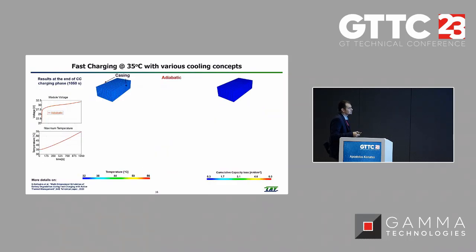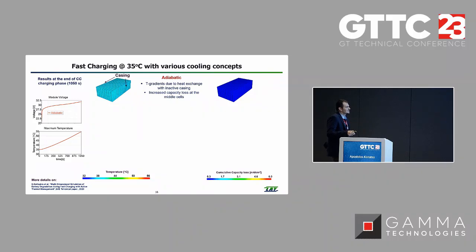And now, as regards our simulations, we have set up a battery module, and we have applied a fast charging scenario at 35 degrees Celsius, where ACI layer formation is expected to happen. We also present here the 3D graphs of temperature and capacity loss during and at the end of the CC charging phase.